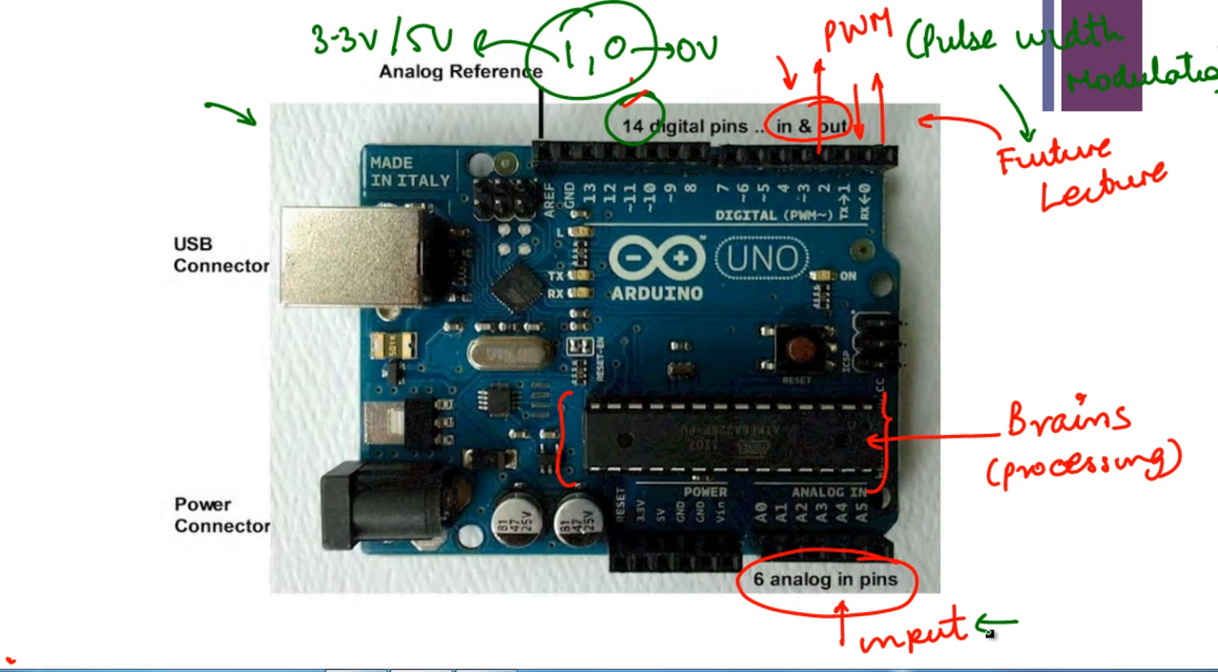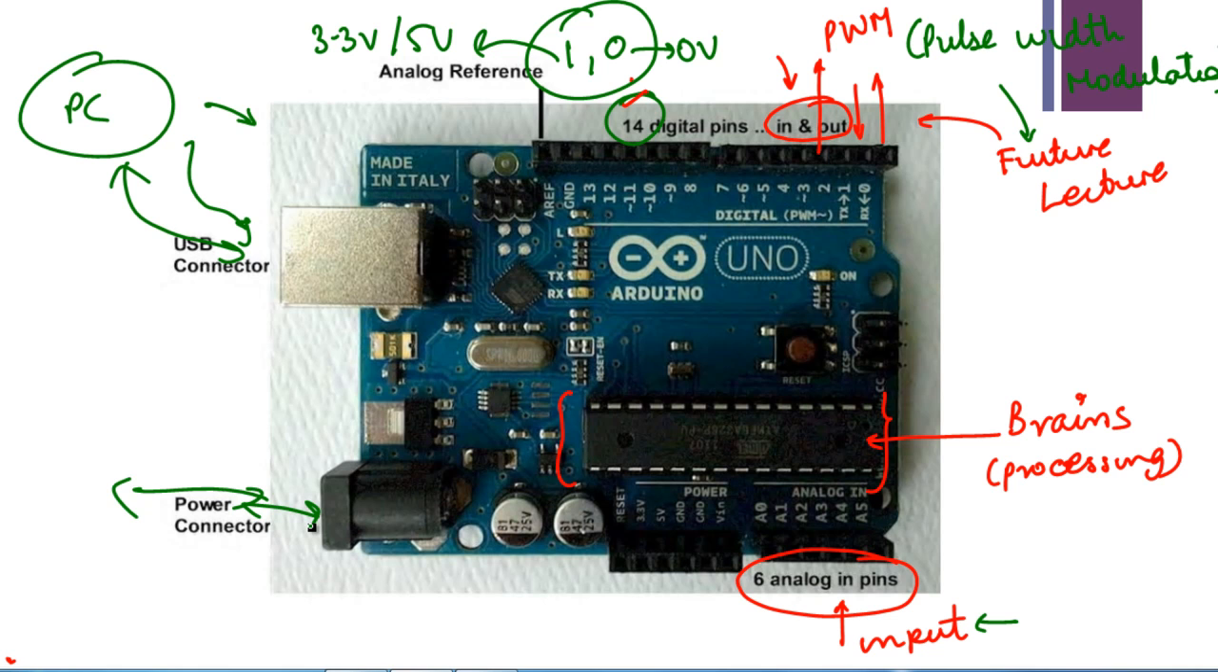That said, your board also has a USB connector which helps you connect to a PC, from where you can download the program onto the Arduino board. Once you download the program to the Arduino board, after that, if you choose not to connect it to the PC, then you can power the Arduino board from an external power connector using this.